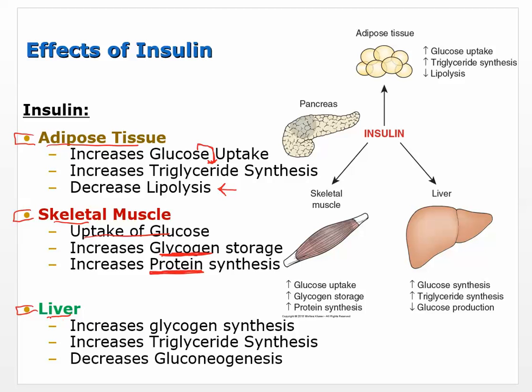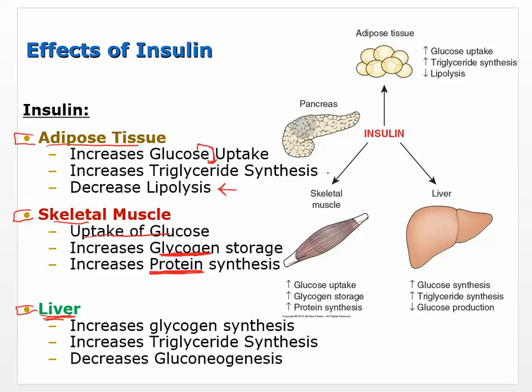The liver, you're going to see a couple of things. The liver does a lot. It's going to increase glycogen synthesis, which we also saw in skeletal muscle, but it's also going to increase triglyceride synthesis, which we didn't see in skeletal muscle, but we did see in adipose tissue. And since we have extra glucose, it's going to decrease gluconeogenesis.